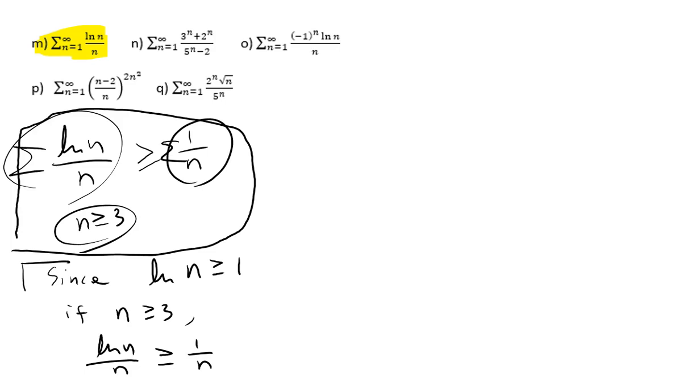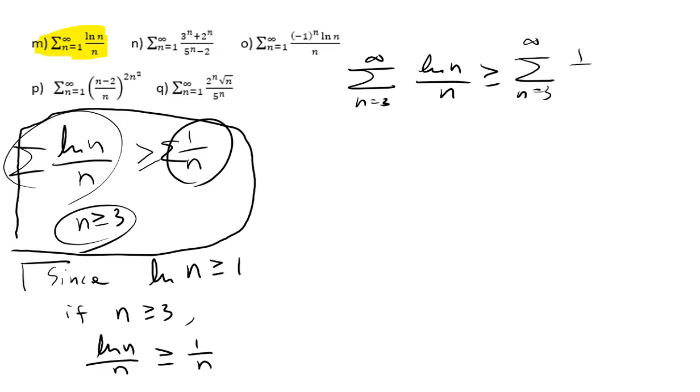Now what do we get? That means the sum from n equals 3 to infinity of ln of n over n should be greater than or equal to the sum from n equals 3 to infinity of 1 over n. I'm starting from 3 because this is only true after 3. But this is a harmonic series, which diverges because it's a harmonic series.